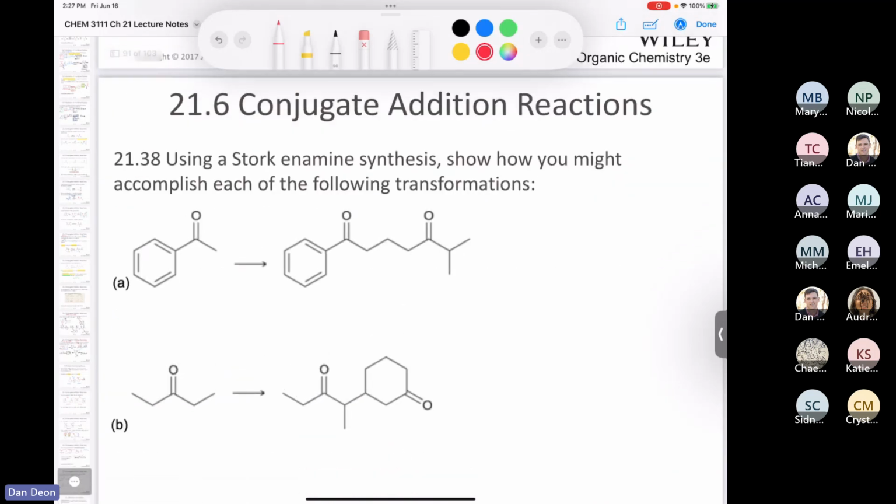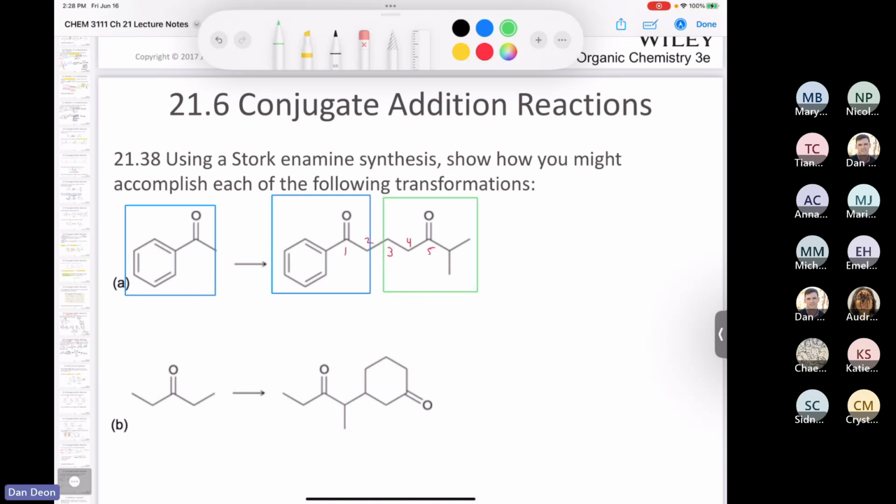It says, using a Stork enamine synthesis, show how you might go about doing the following transformation. So we're starting out with acetophenone, that's this compound here, and then we want to make this 1,5-dicarbonyl. So 1, 2, 3, 4, 5. All right, so we can see that the acetophenone is bringing all of these carbons. So let me just circle them here. So everything up to carbon 2, right? Because you make the bond between carbon 2 and carbon 3.